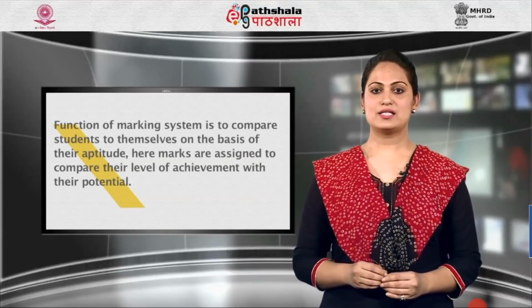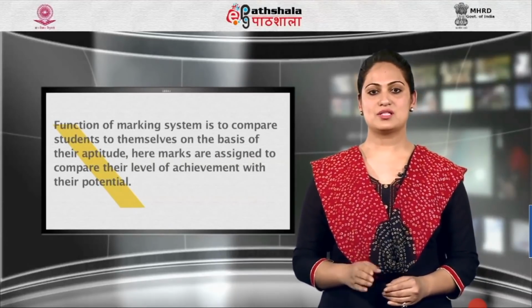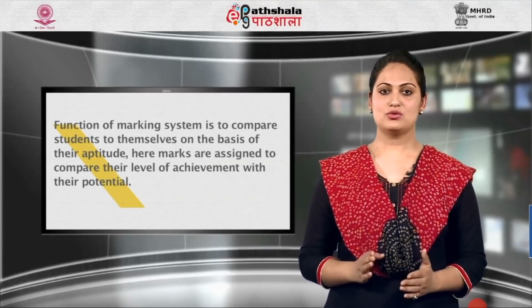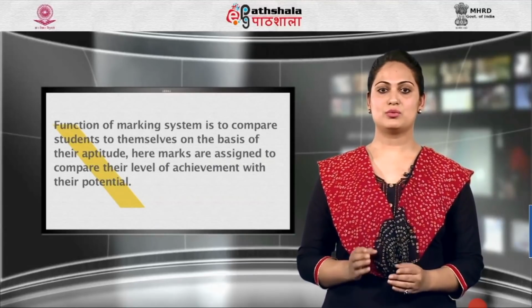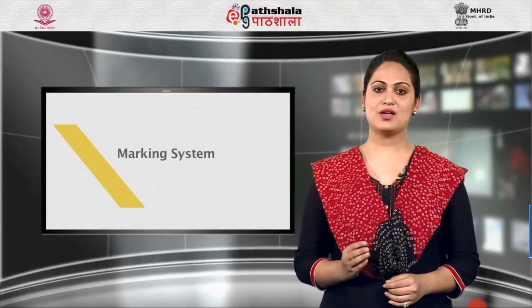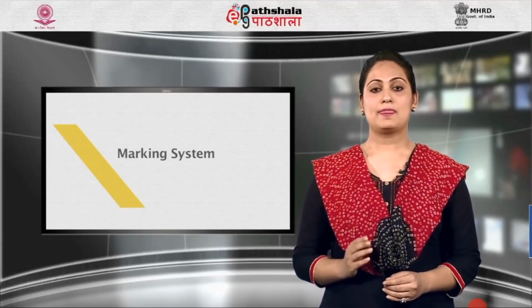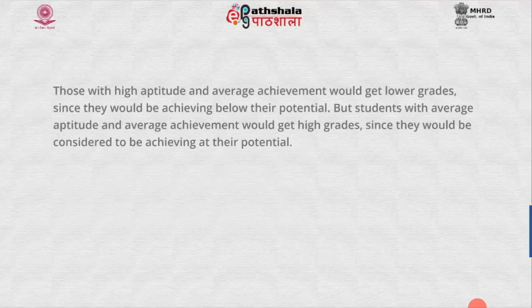Another function of the marking system is to compare students to themselves on the basis of their aptitude. Here marks are assigned to compare the level of achievement with their potential. In this, students with high potential or aptitude score high marks because they would be achieving at their potential. Those with high aptitude and average achievement would get lower grades since they would be achieving below their potential. But students with average aptitude and average achievement would get high grades since they would be considered to be achieving at their potential.